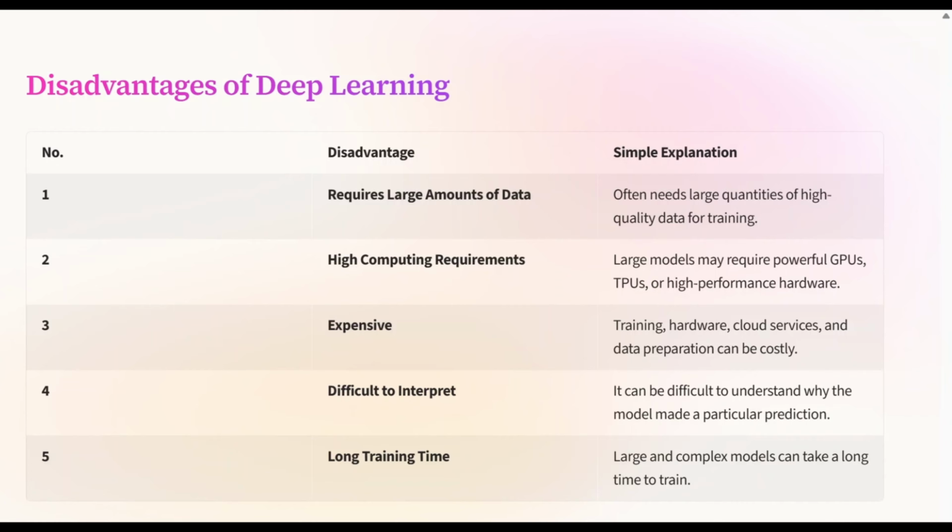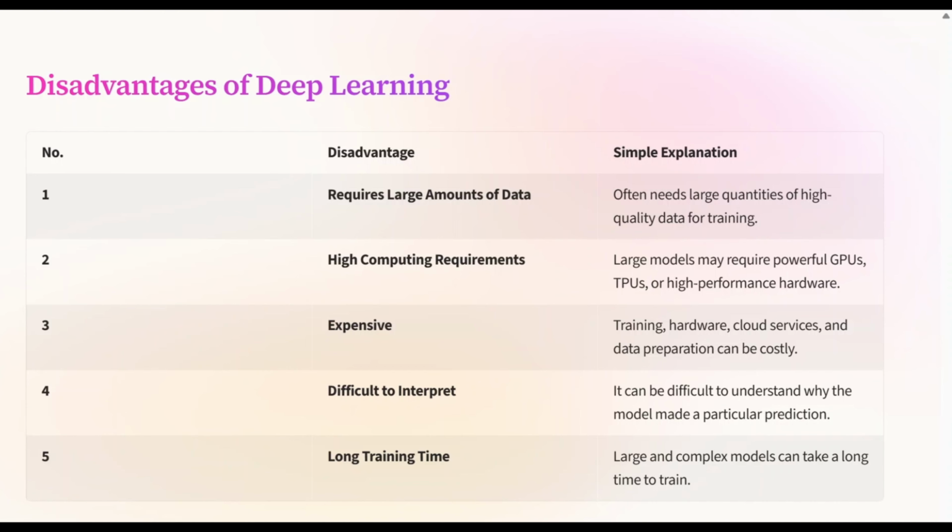Next thing, high computing resources. Second, deep learning requires significant computational power. Large models may need GPUs, TPUs or other high performance hardware. Third thing is that training hardware is expensive.